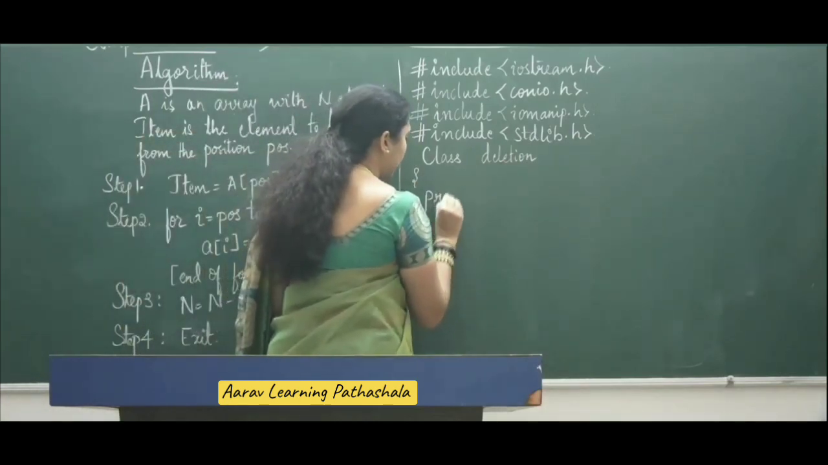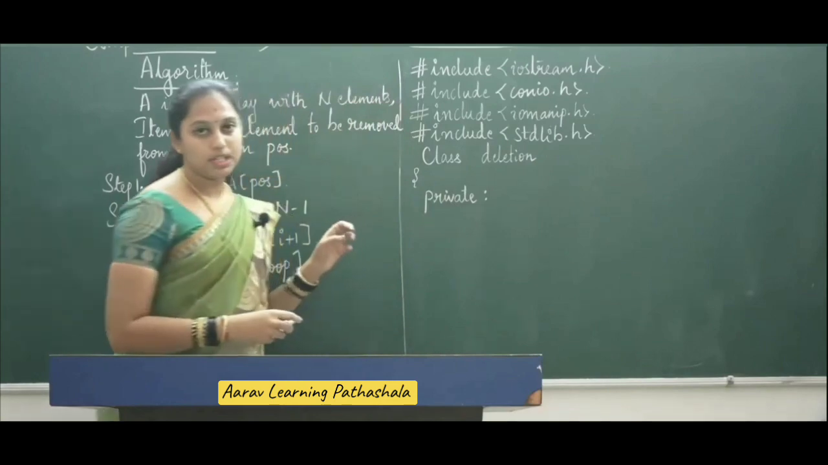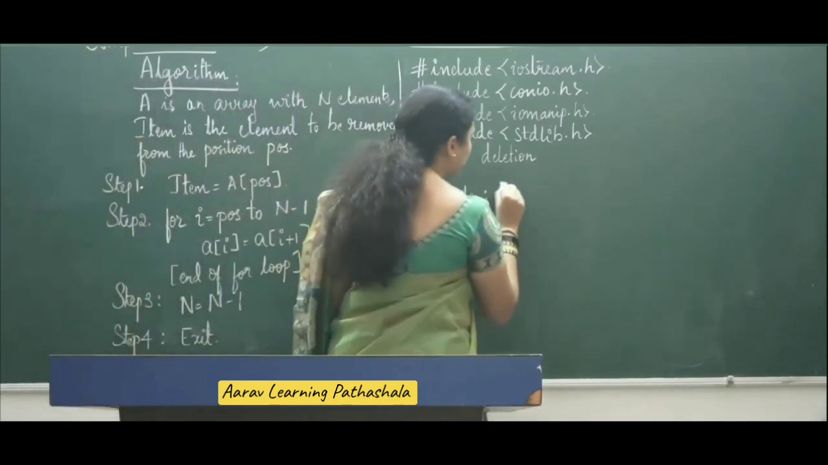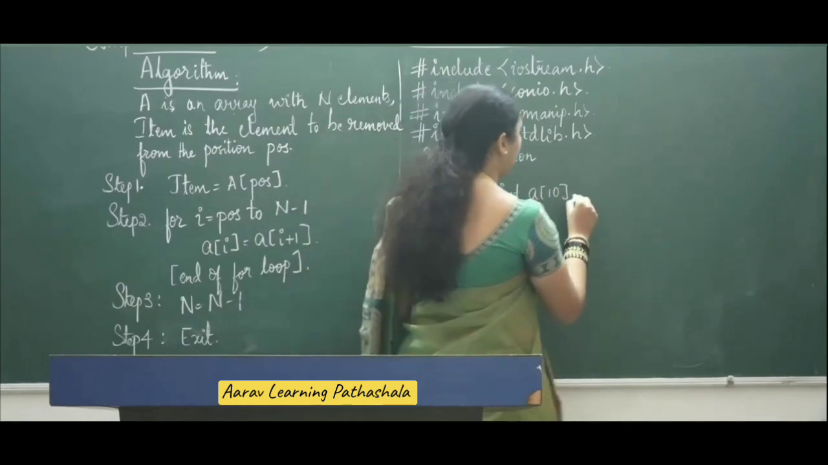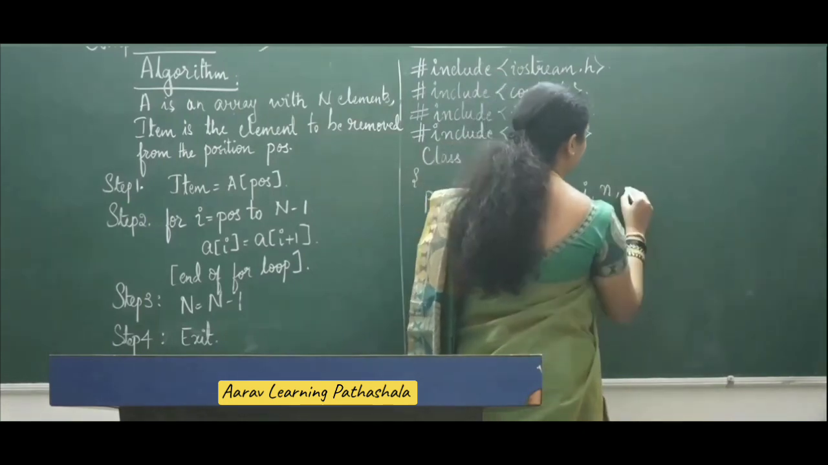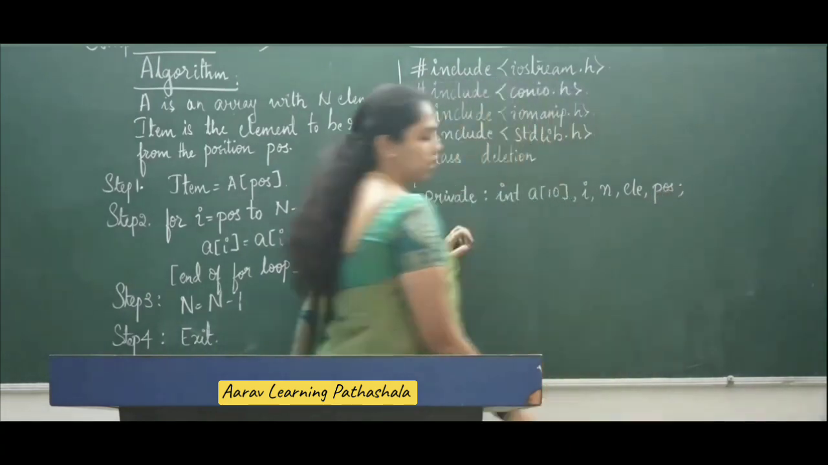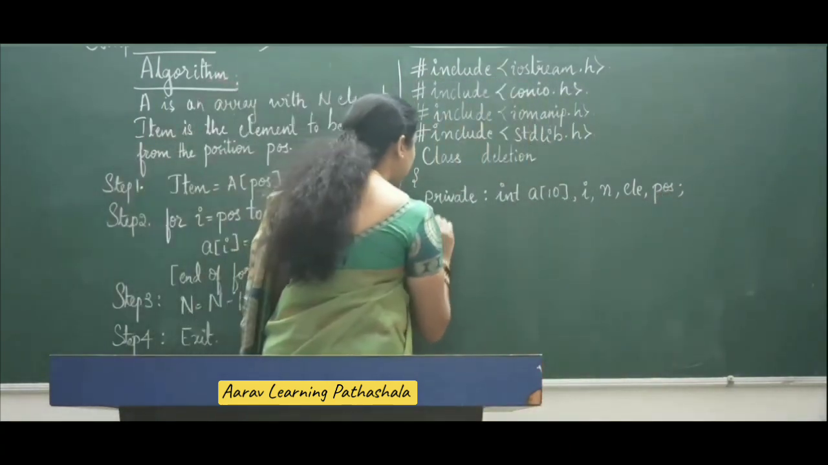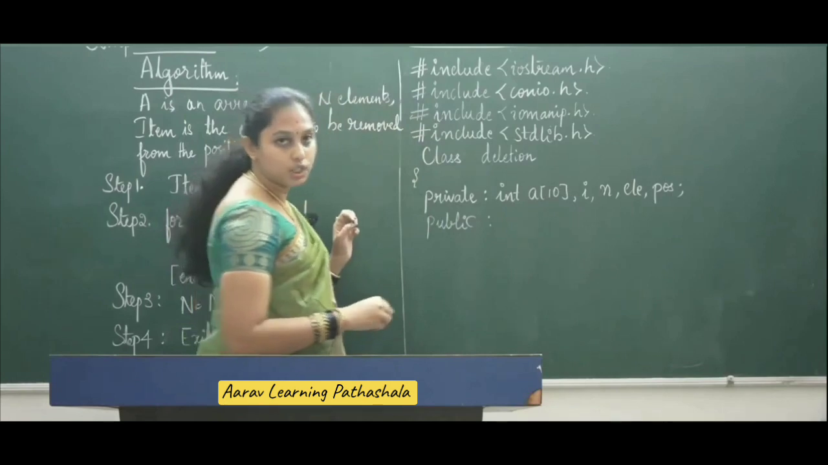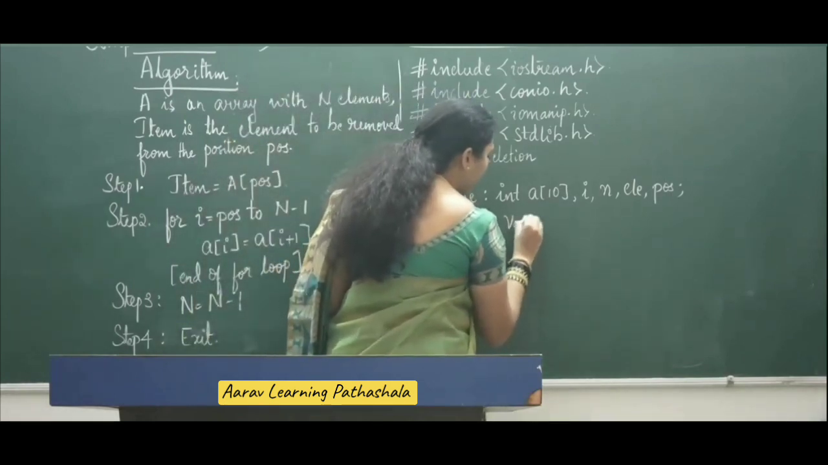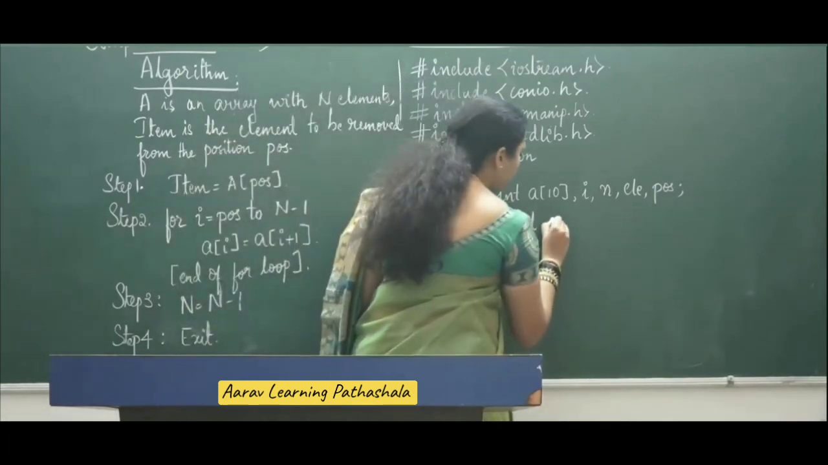In the private section, I am going to declare the required variables in our C++ program. So, int a of 10, that is the array name with size, then n, then element to be deleted as well as the position. In the public section, I am going to declare the functions. The return type is void, as it does not return any value.